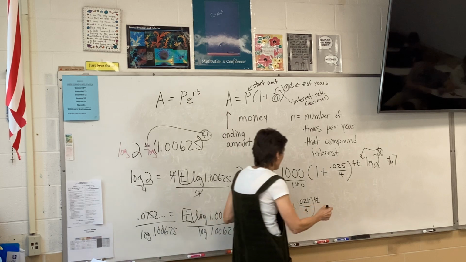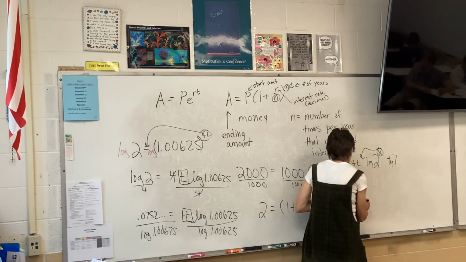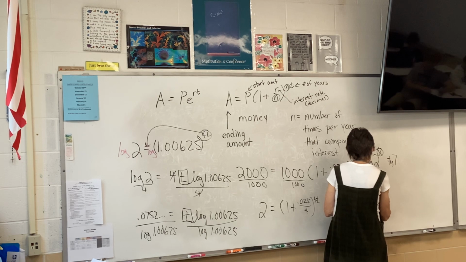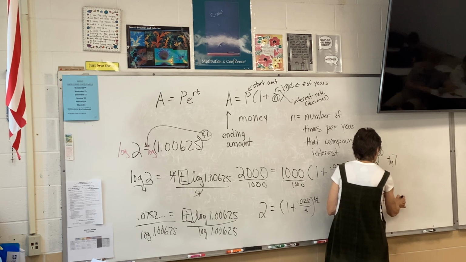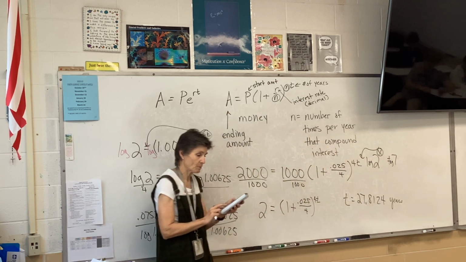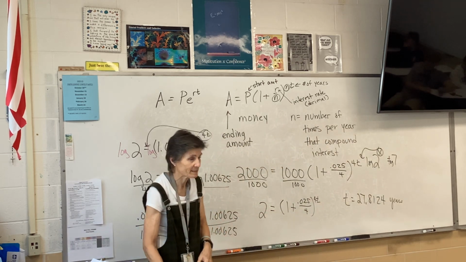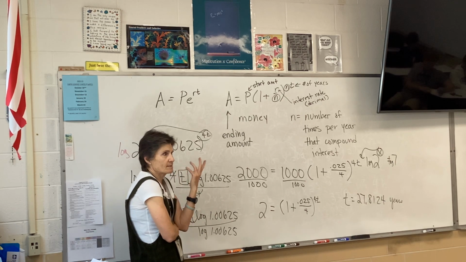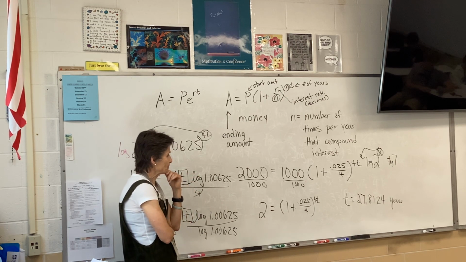What did you get? Anybody get a t value for that? 27.812. 27.8124 years. Yeah, I'm just randomly rounding. On a test or quiz, there'll be directions. I went to the 10,000s because that's what we've been doing with our calculator.